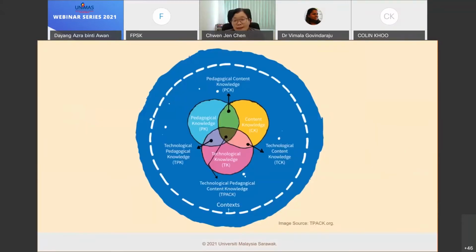Now, this is the similar model, but illustrated in a more detailed form, where you see that the highlight is the integration, or the intersection, between these domains. Ultimately, what we want to achieve is the integration of the three types of domains, the content knowledge, the pedagogical knowledge, and the technological knowledge, woven together and integrated into something that is meaningful in your context. This is what the model is trying to tell us.